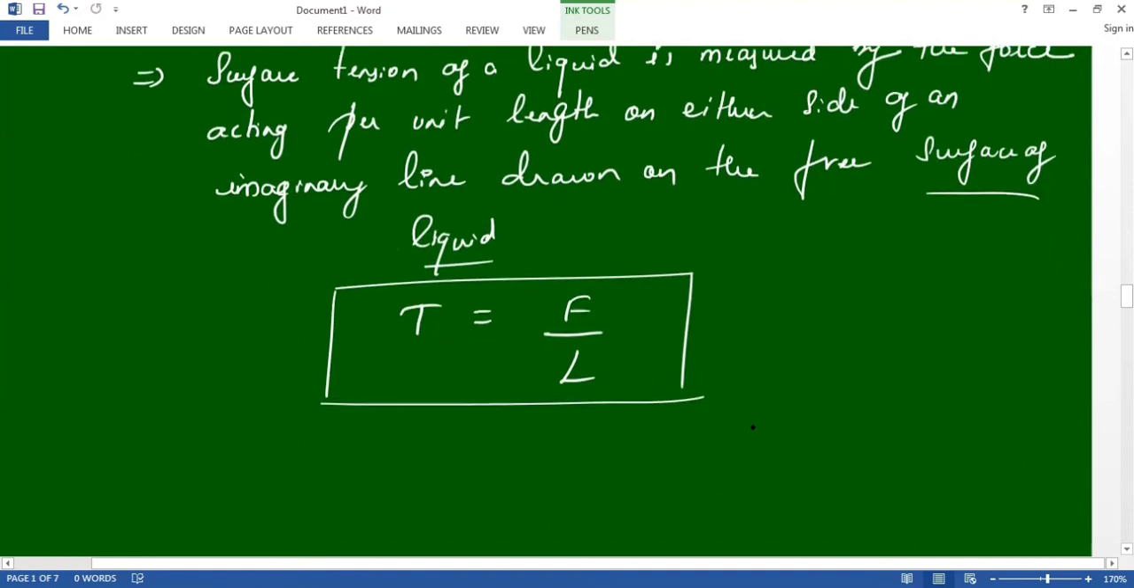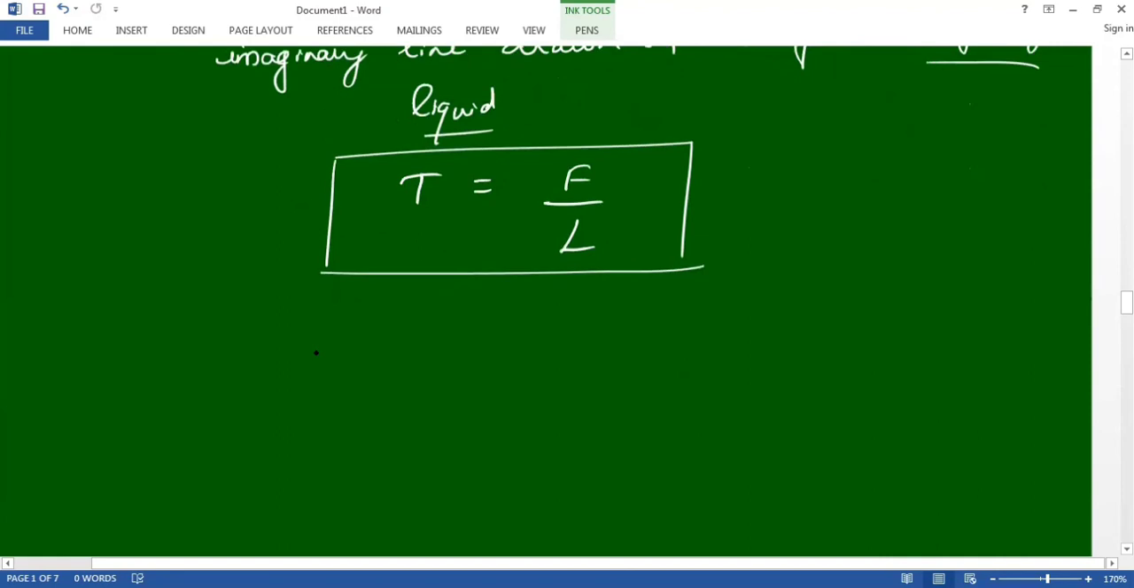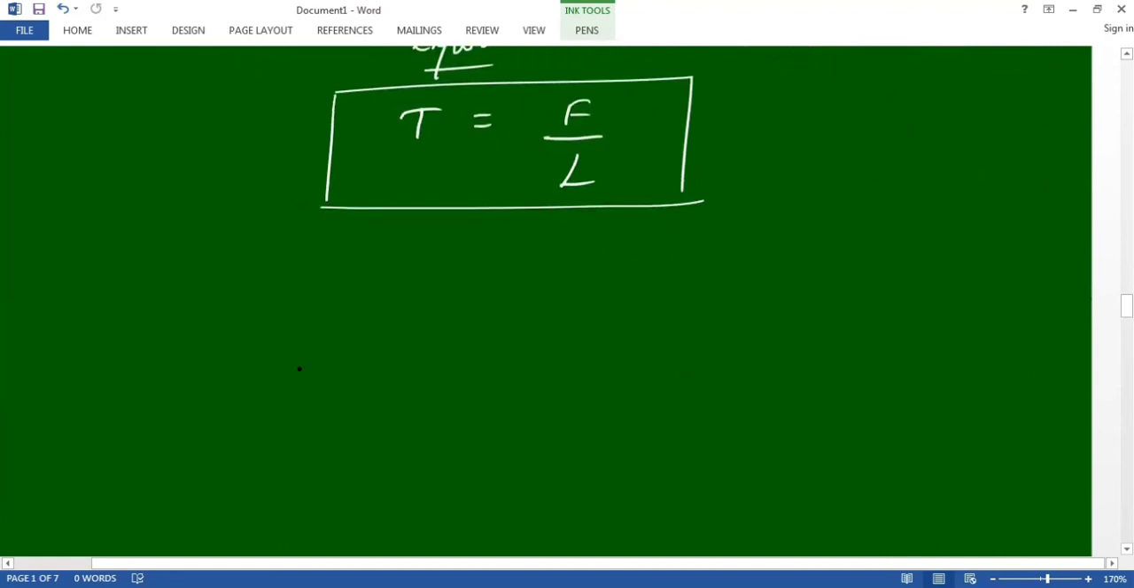Okay. I will write important points on this. It depends only on the nature of the liquid. That is independent of area of the surface or length of the line considered.